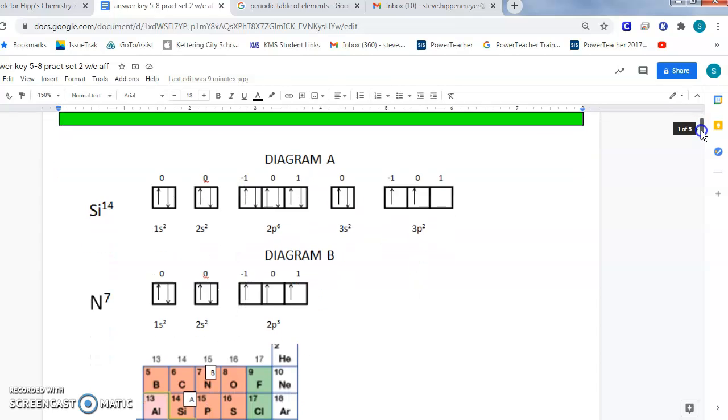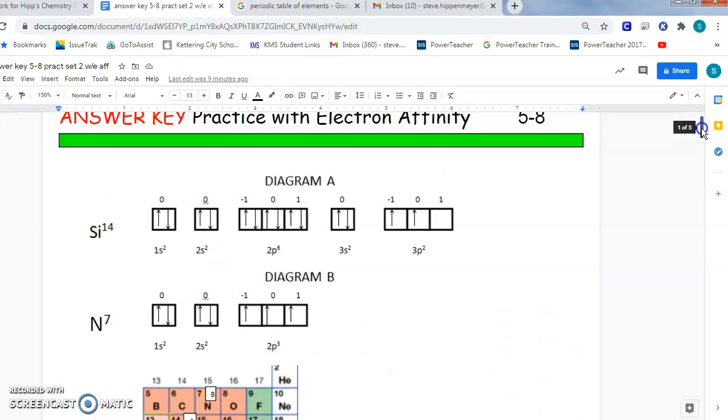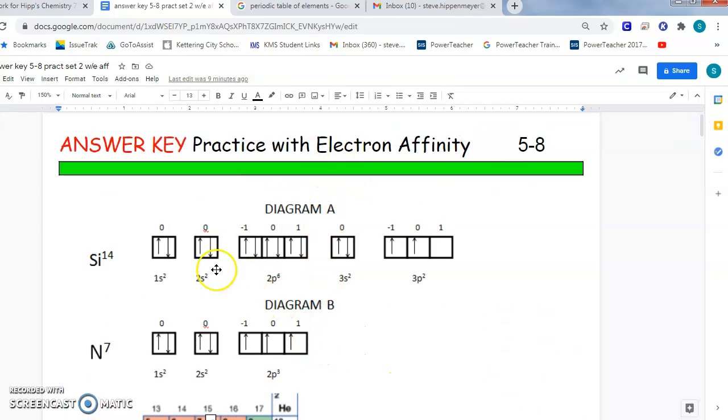Questions 1 through 5 dealt with these two diagrams here, diagram A and diagram B. When you looked at it, they did not tell you who these elements were. It always helps to figure out who the elements are as we're trying to reason out information regarding these orbital notations. So who is this one?